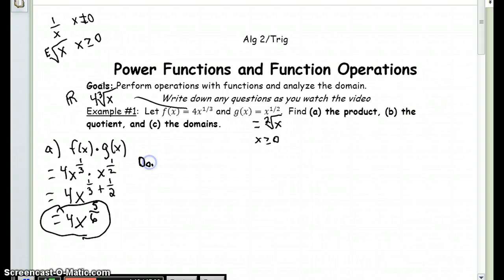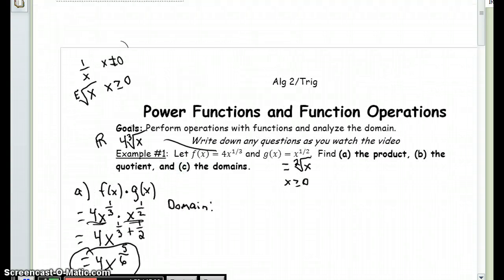So domain. All right, before we talked about domain a little bit, and I will highlight the little pieces we talked about. For this part, the domain is all reals, and for this part, the domain is x is going to be greater than or equal to 0. When I multiply these two together, I really just multiplied this times this. So for the domain, I could look at this step right here and realize, I'll just put a little arrow here, 4 times the cubed root of x times the square root of x.